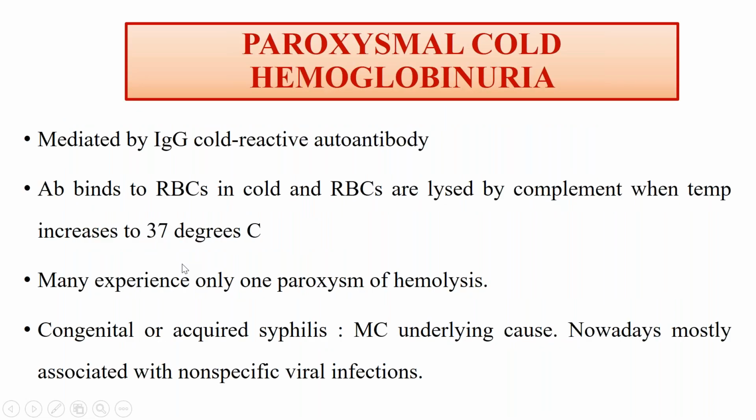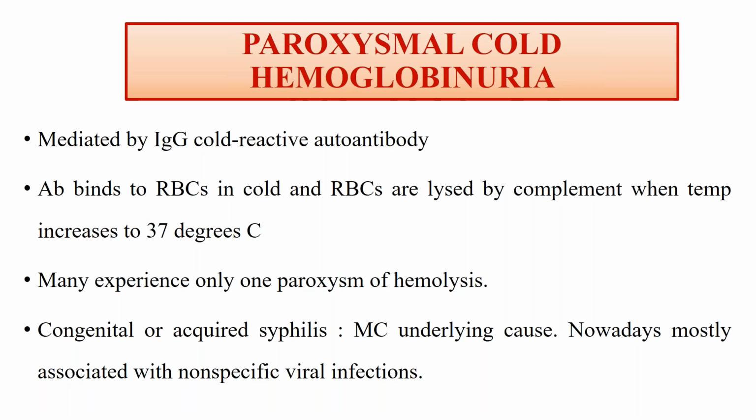Then there is paroxysmal cold hemoglobinuria. This is a cold hemoglobinuria, so you suspect it to be IgM antibodies, but no. It is IgG type of antibodies, but they are active at lower temperature. That is, the antibodies bind to the RBCs in the cold, and the RBCs also require complement. But when the temperature is increased to 37 degrees Celsius, they lyse the RBCs. They don't lyse the RBCs when the temperature is lower; they only bind to them.